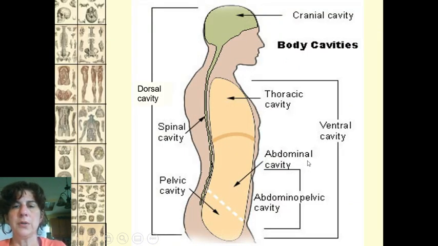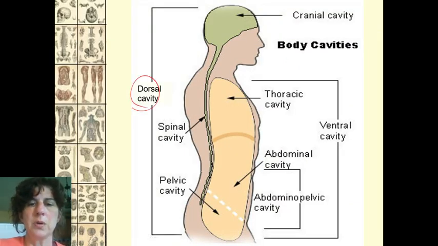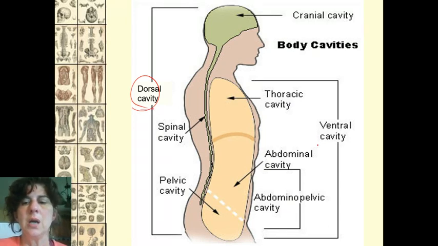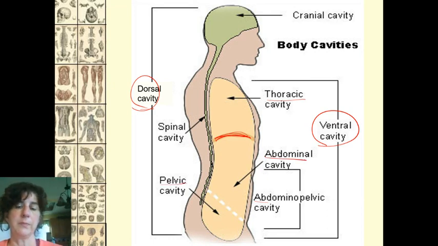Here it is from another side. So again, and there's with dorsal. So cranial and spinal cavity are both part of the dorsal, whereas that ventral is the thoracic. Don't forget your subdivisions, pleural, pericardial, and mediastinum. And then here's the diaphragm right here. And then your abdominal pelvic can be subdivided into abdominal and pelvic.